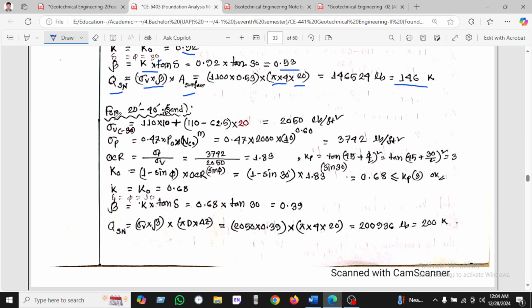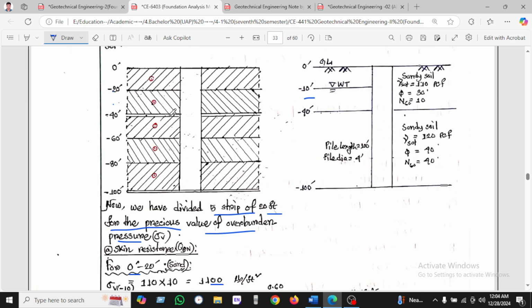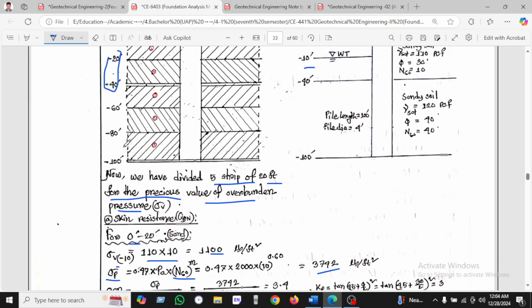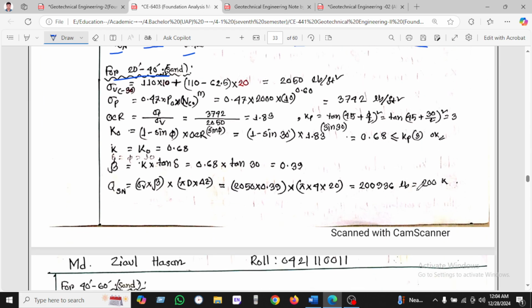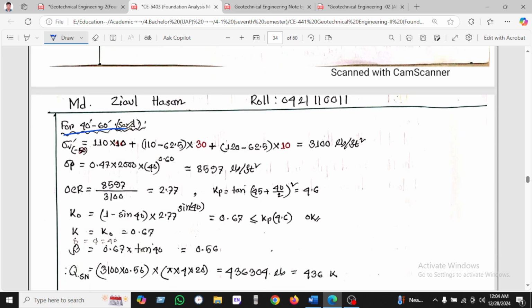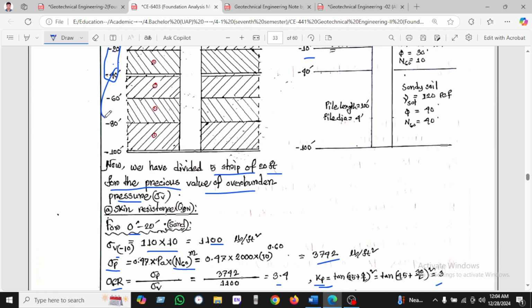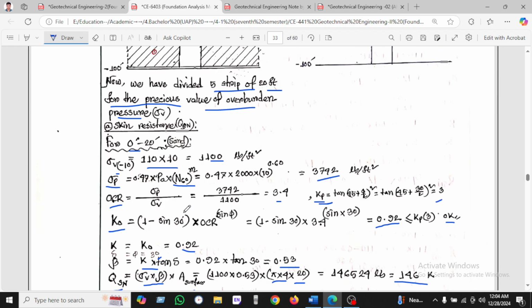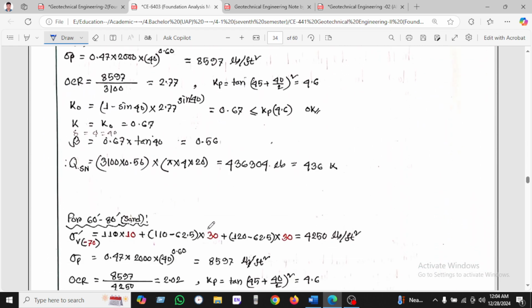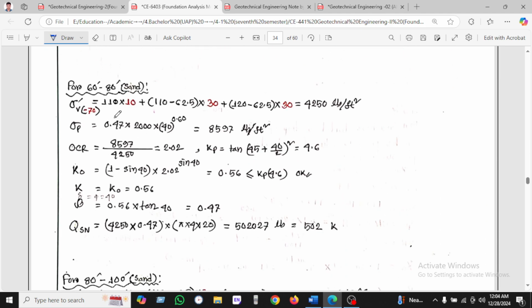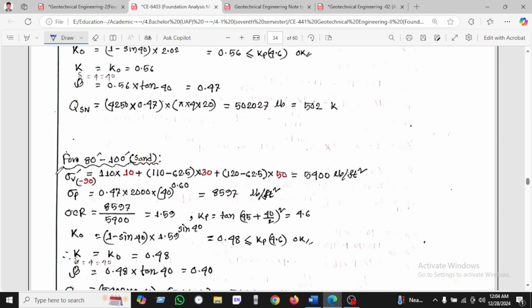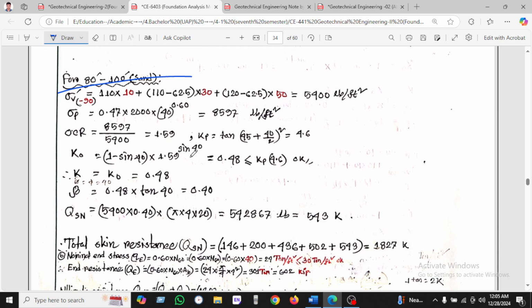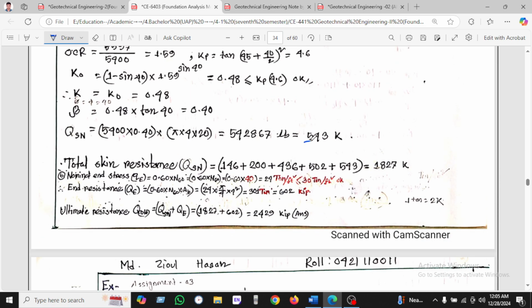And in this way we will calculate for 20 to 40, and for 40 to 60, this is another layer. We are dividing all the layers for getting the precise value, and found 436, and for 60 to 80 and 80 to 100, and found all the values here. So now the total resistance will be the summation of all values, and found 1827.